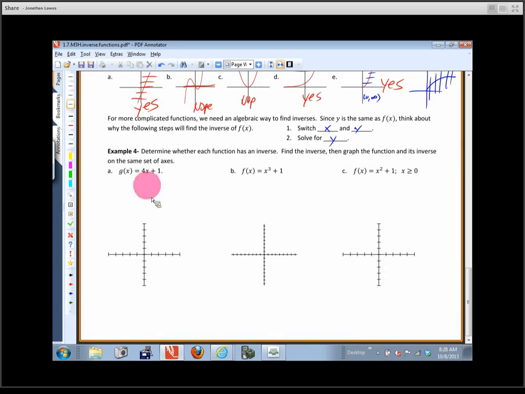So let's take a look at this one right here, and I realize we've had something like this. In fact, I think this is one that we did earlier, but let's just verify what the inverse is. So remember, y is the same as f of x, so I'd write it like this. So there's the original function.